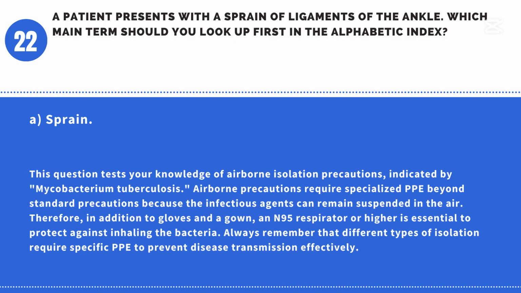Answer: A. Sprain. Similar to finding a disease, the main term for an injury in the alphabetic index is typically the type of injury itself. In this case, sprain is the type of injury. Subterms would then lead you to the specific location, such as ankle, and potentially specify the ligaments involved. Start with the nature of the injury to navigate the index effectively.